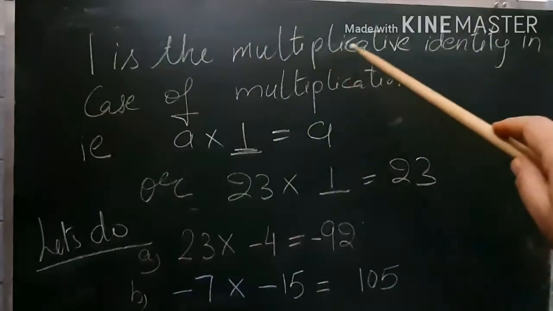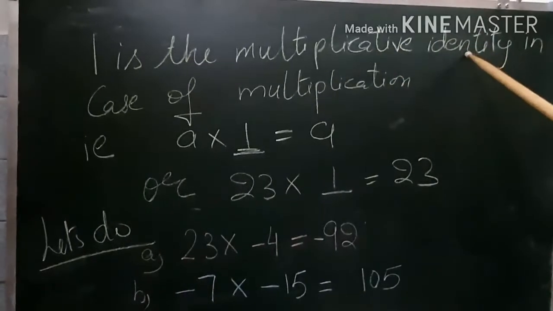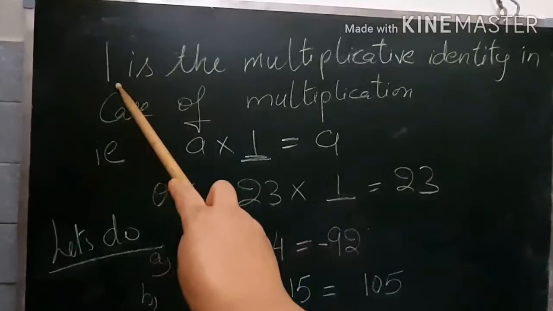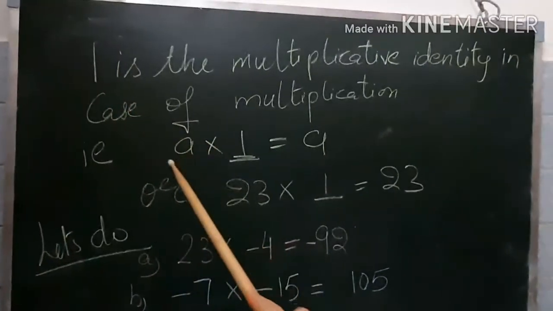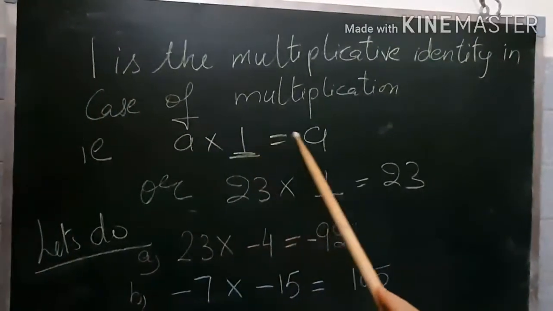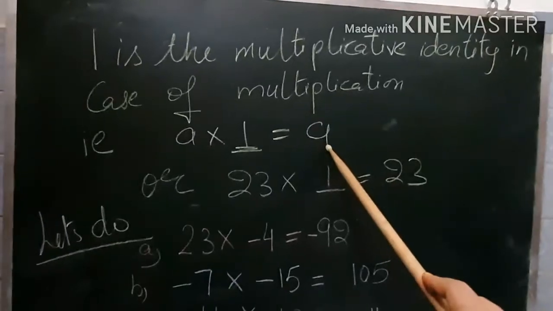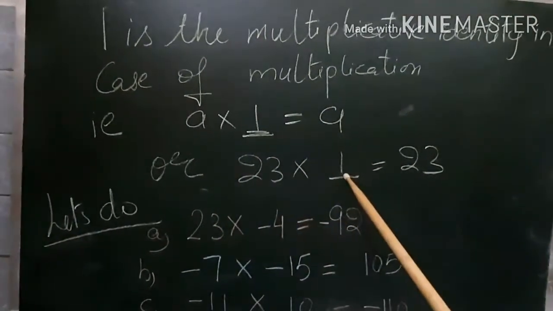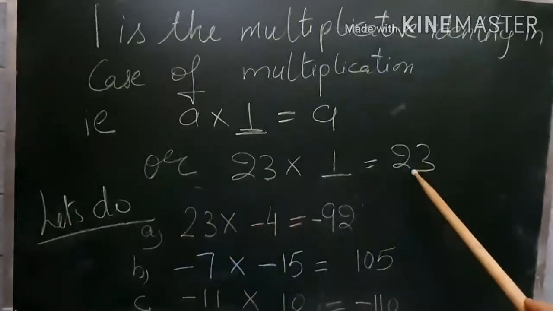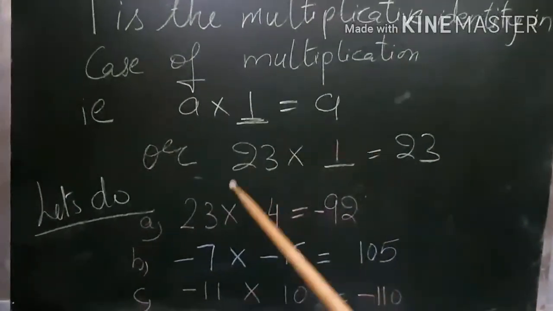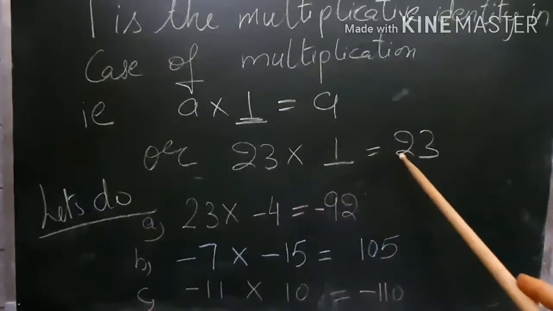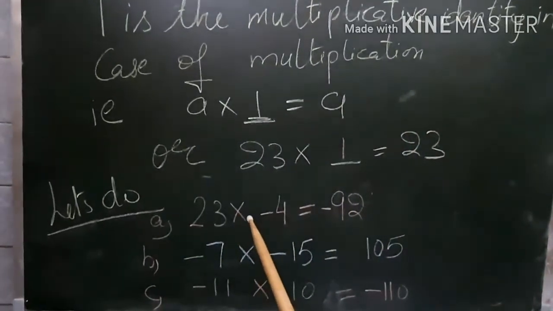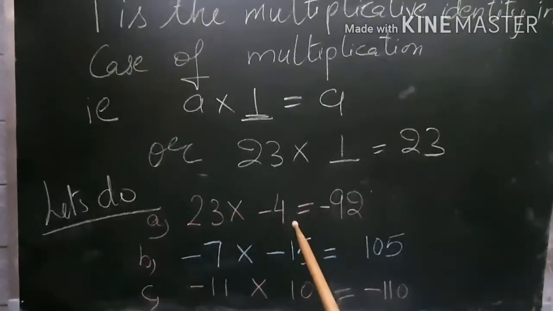Let us understand multiplicative identity in case of multiplication. It is 1. That means when you multiply a number with 1 you get the number itself. Let's take an example. When you multiply 23 with 1 you get 23. If you multiply minus 23 with 1 you get minus 23. Now let's do how to solve the question in case of multiplication.